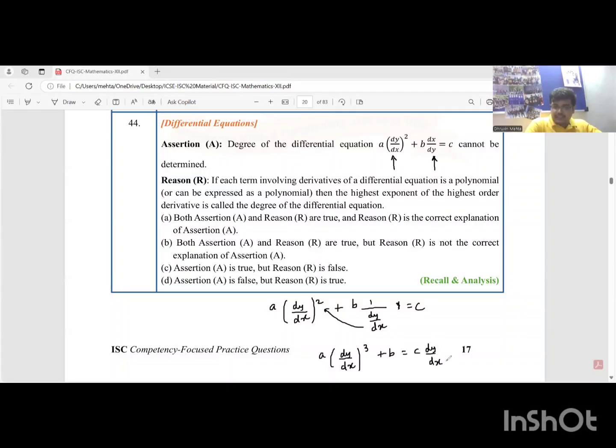Now, students, in this case, the degree of this differential equation is going to be 3. It can be determined as 3. Further, they are saying if each term involving derivative of a differential equation is a polynomial, then the highest exponent of the highest order derivative is called degree. That is actually the definition of degree. And therefore, assertion is true. Reasoning is true. And reason is the correct explanation for the assertion. So it's option A. With that, we complete this one. Let's move ahead to question 76.